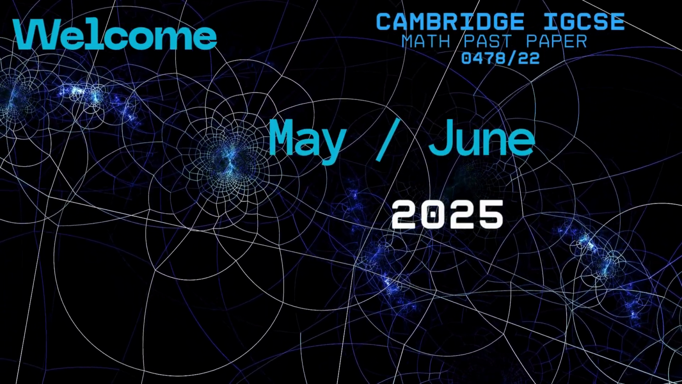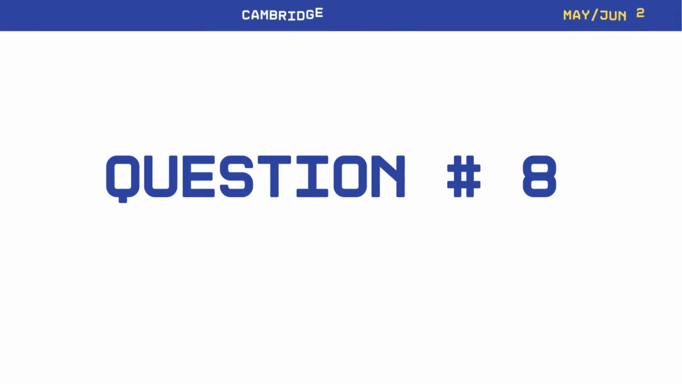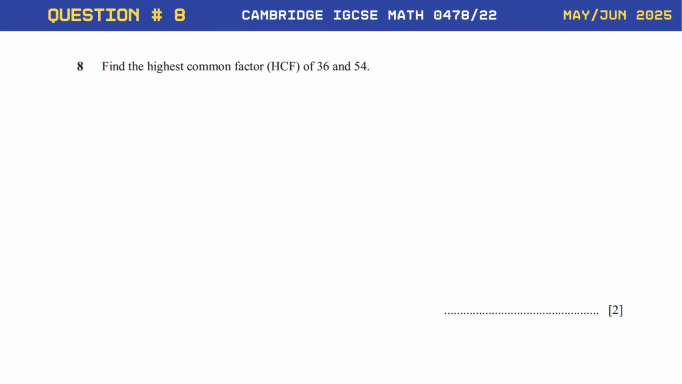Let's get started. Question number 8. Find the highest common factor, HCF, of 36 and 54. In this question, we are going to find the highest common factor, or HCF, of 36 and 54.